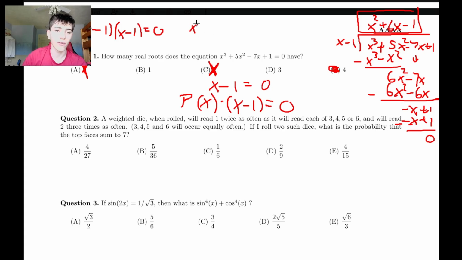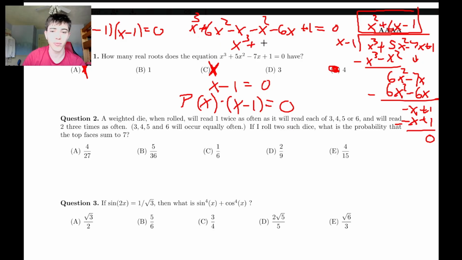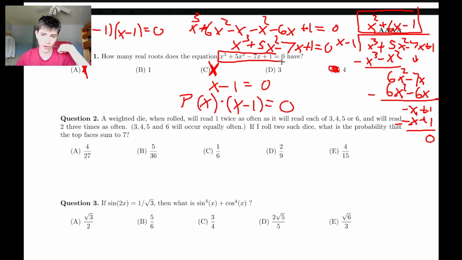You would get x cubed plus 6x squared minus x squared minus 6x plus 1 equals 0, which would be, combining like terms, x cubed plus 5x squared minus 7x plus 1 equals 0, which is indeed this right here. So that just confirms that that's the polynomial that we're looking for.